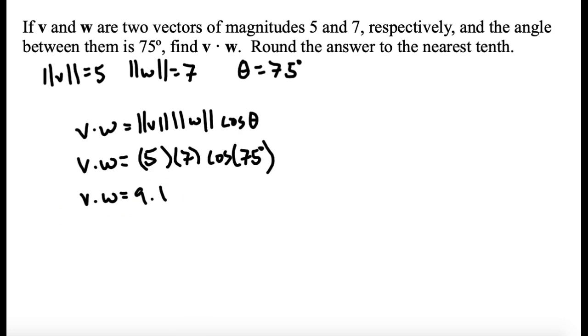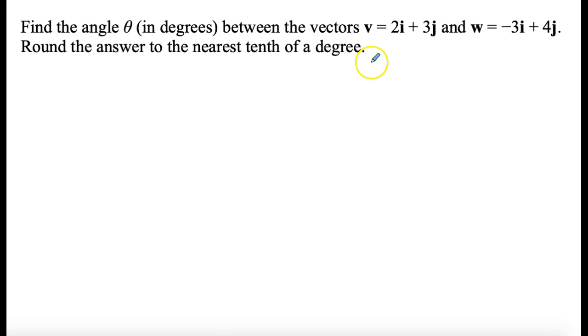The other possible setup we could have is solving for the angle, right? So here, I'm given these two vectors. V is 2i plus 3j, W is negative 3i plus 4j. Okay, so we can write those in component form. Right? We can say V is 2, 3 like that, and W is negative 3, 4.